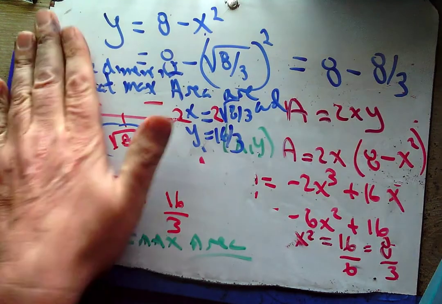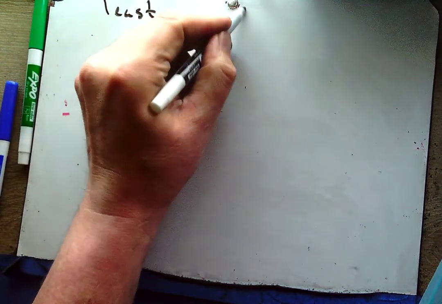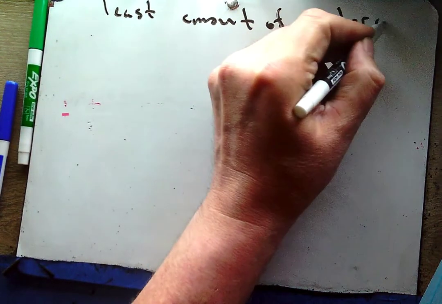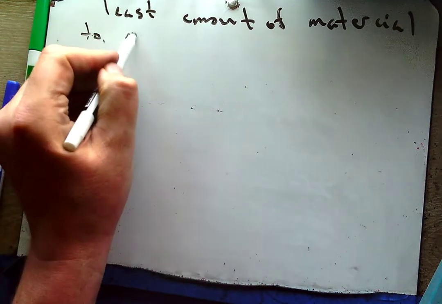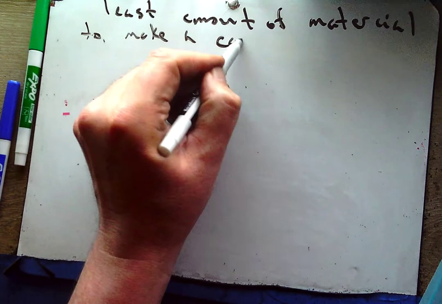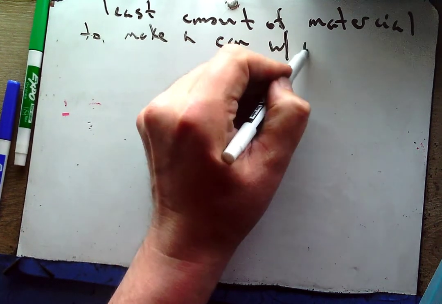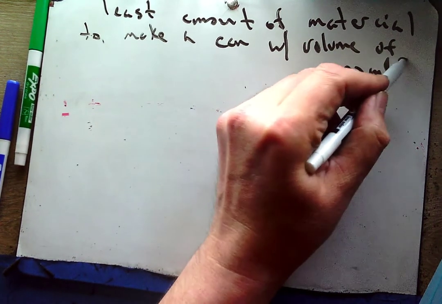Number 9, find the least amount of material needed for the cylindrical can whose volume is 1,600 cubic milliliters. Okay, so least amount of material needed to make a cylindrical can with a volume of 1,600 milliliters cubed.